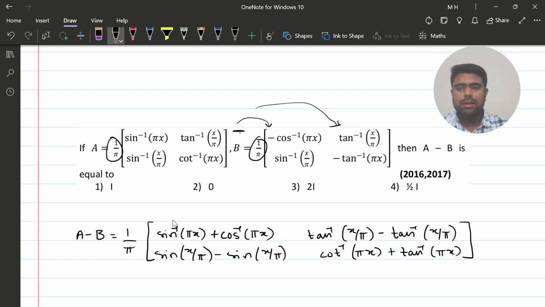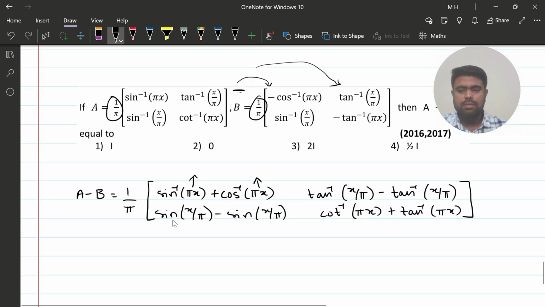And you might ask me, how sure am I that this pi x and pi x belong to the domain of sine inverse? If nothing is given, and if we don't know the value, and if there is a variable involved in it, then we can assume that it is well within the domain. So I will assume that it is within the domain.